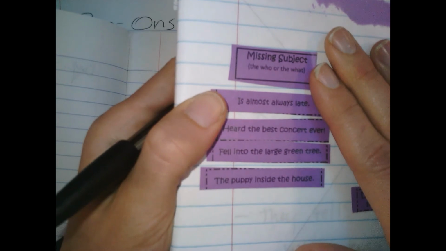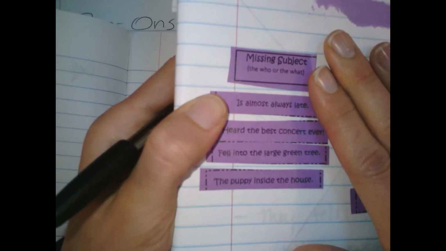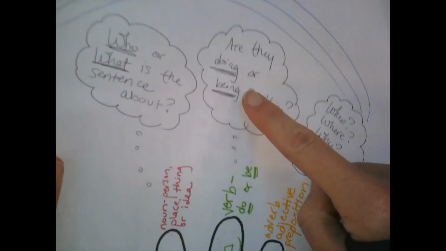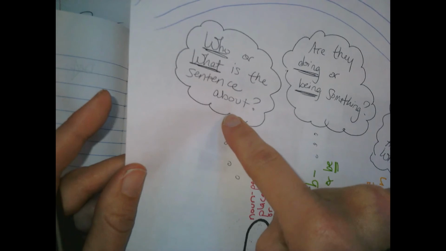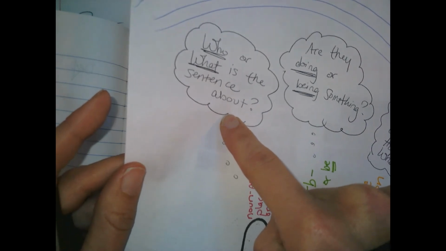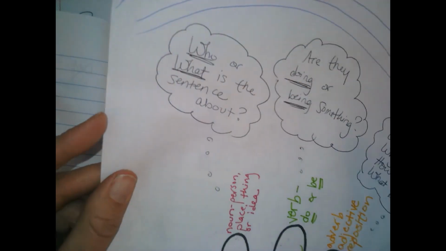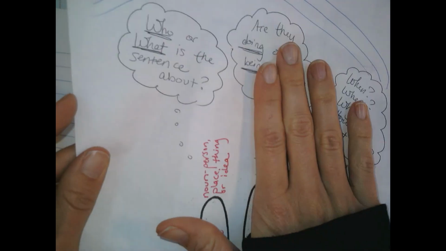For example, here's a sentence that's missing the subject. Is almost always late. Well, that is what someone is being. Is almost always late. We don't know who is almost always late. Who or what? So that's missing a subject. It's a fragment. It's just a piece of a sentence. It needs a subject.